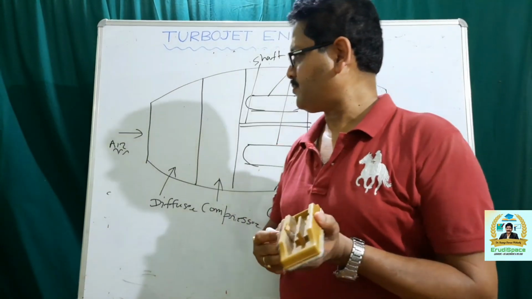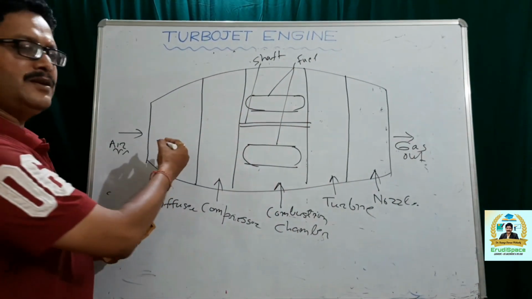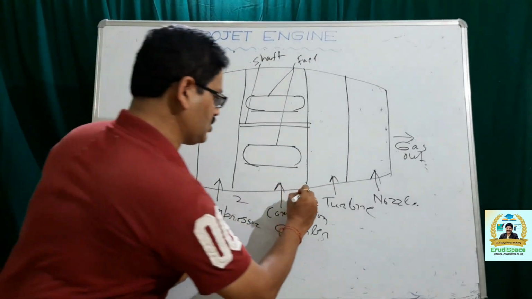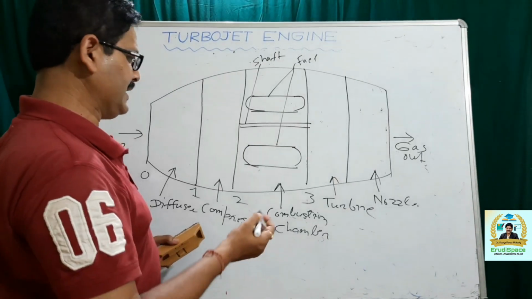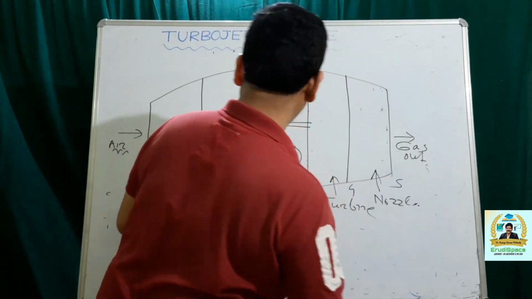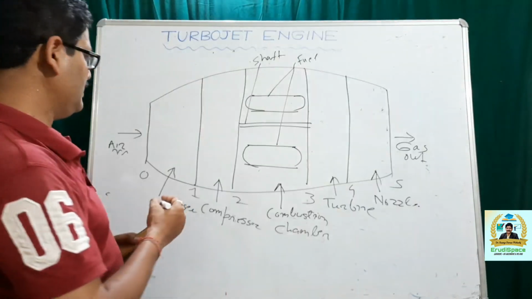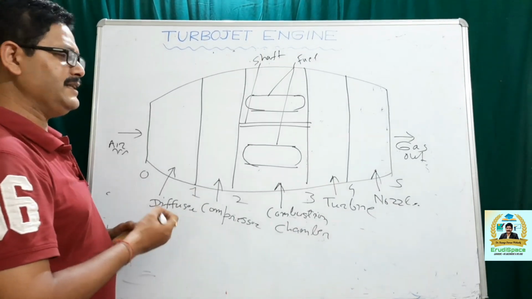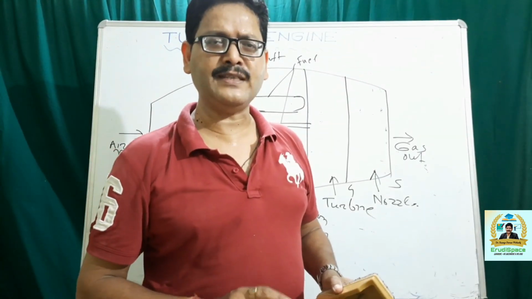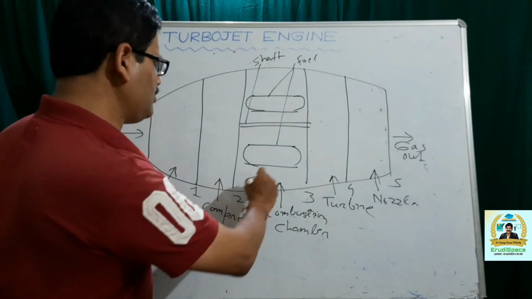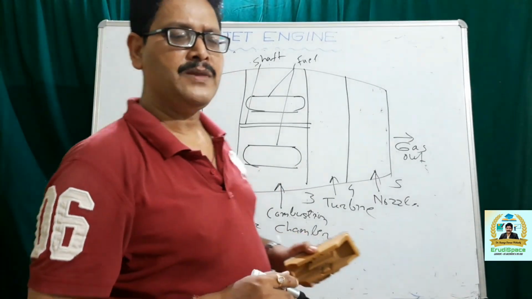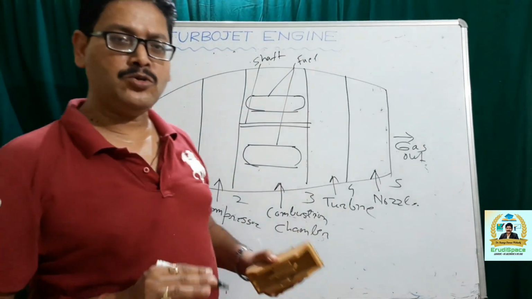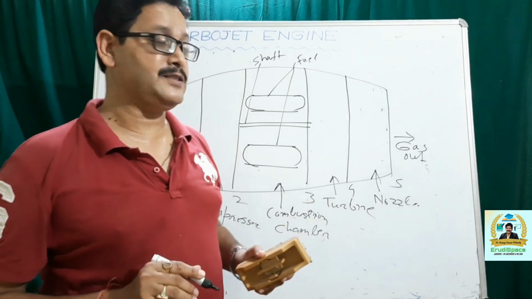So first of all, air is taken into the diffuser, and the diffuser is a smoothly varying section where the kinetic energy is converted into pressure energy. After that, it is taken to the compressor, and in the mechanical compressor, the pressure is significantly raised. Then it is taken to the combustion chamber. In the combustion chamber, heat and fuel are added to the compressed air, and due to this, a huge amount of thermal and pressure energy is developed.